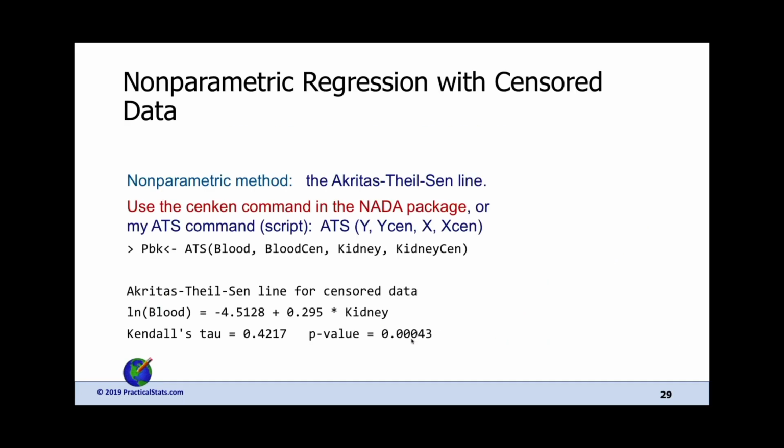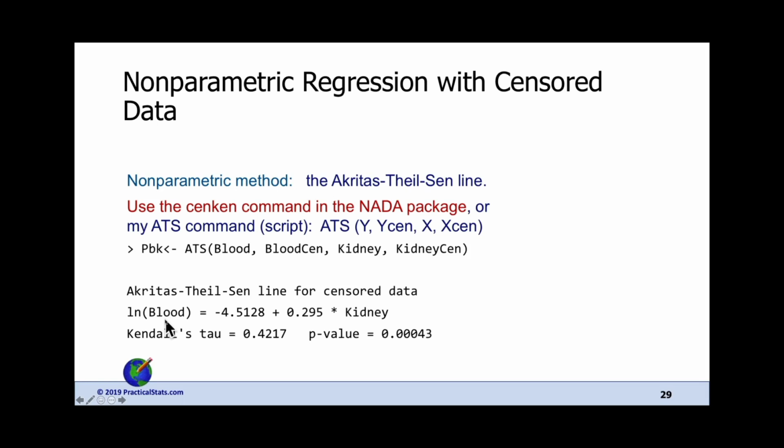You could do a non-parametric version of all of this. It's the Akritas-Theil-Sen line. It's the cenken command in the NADA package. Again, my ATS command as well does it and gives you back the intercepts and slopes. This is actually a fairly similar intercept and slope because the log of the data looked nice and linear. So though the Kendall's tau does not depend on whether it's linear, once you start to put in a model here, you're using a straight line model, then you're saying, I need to get this in units that make it look like a straight line, and the logs look like a straight line.